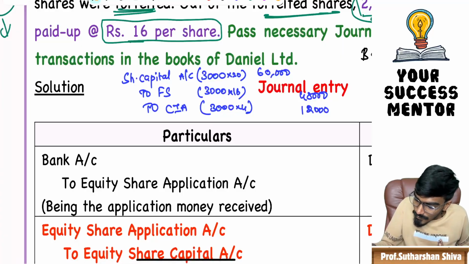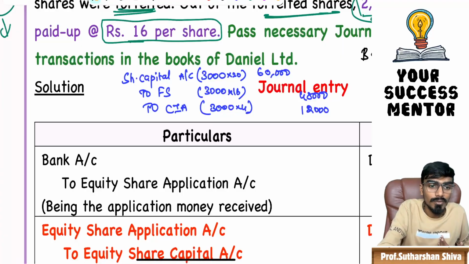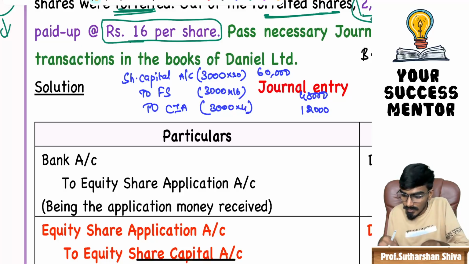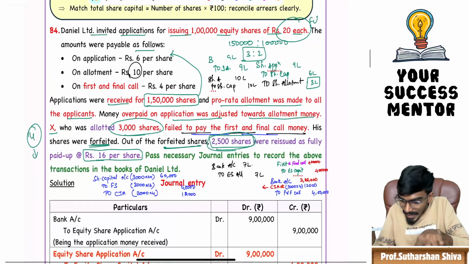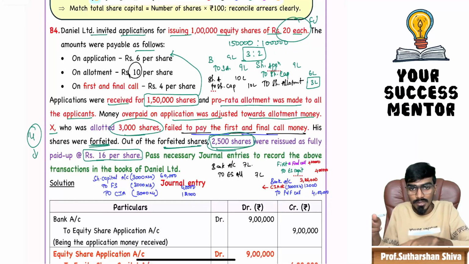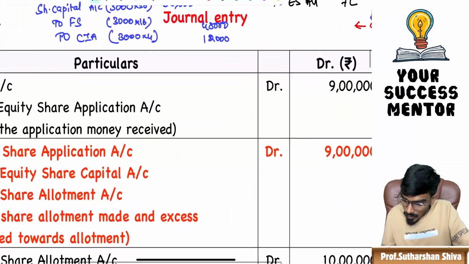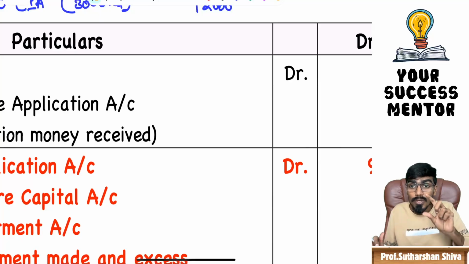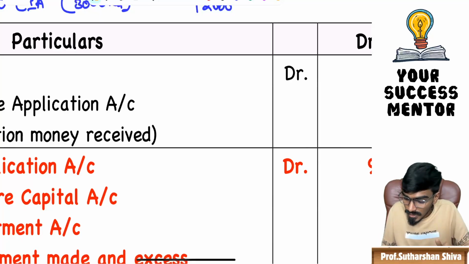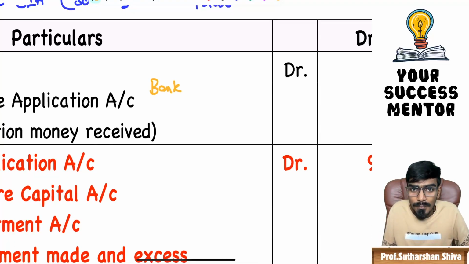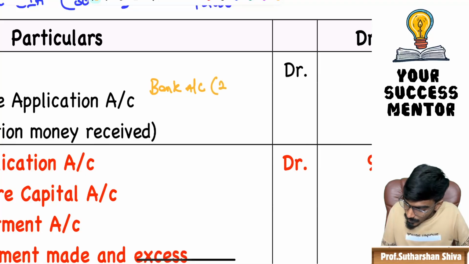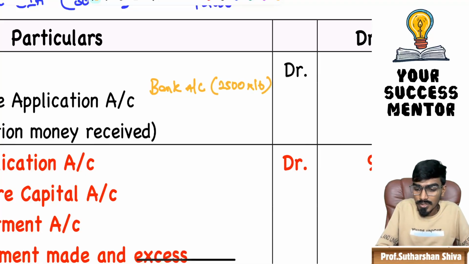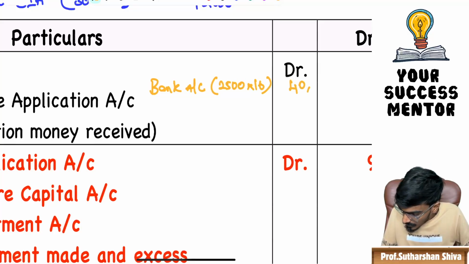Now, after that point, what will happen? I will tell you. Listen. Once this part is done, we are coming to the reissue. Listen, I want to write all the answers beside the question. Now, once this part is over, we come to the reissue. We are making the reissue for 2,500 shares. So the entry will be: bank account debited with 2,500 into 16 rupees, which gives 40,000.